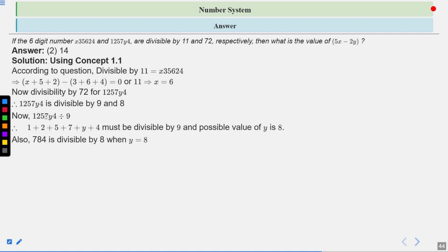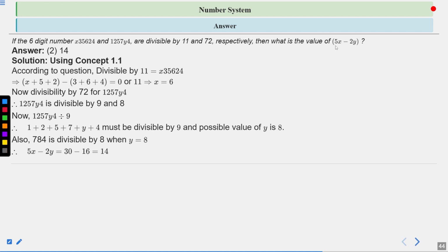Now we can check, if we put 8 in place of y, whether this is divisible by 8, because the last 3 digits should be divisible by 8. When we put 8, 784 is divisible by 8 when y is 8. So we can say that both conditions are satisfied.